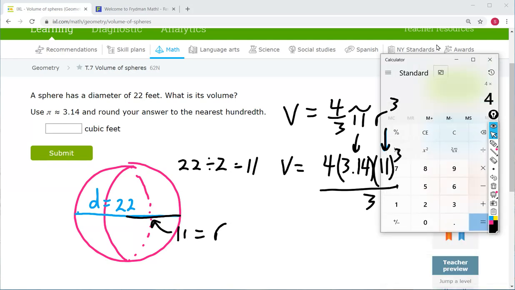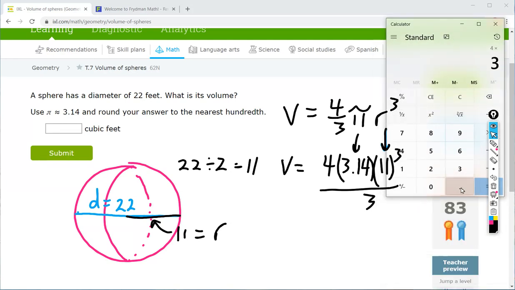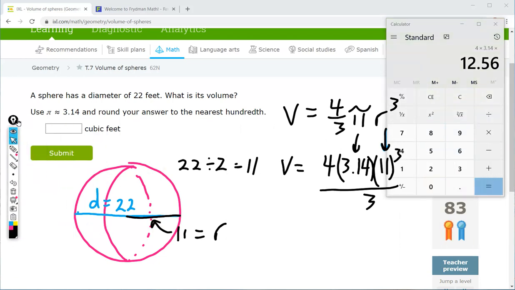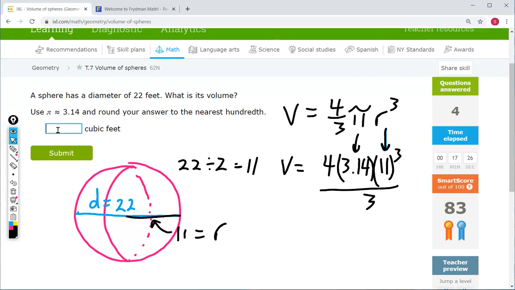4 times 3.14 times, everything's getting all messy, times 11 times another 11 times another 11, because that's being raised to the third power, equals, and then divided by 3. Okay, 5,572.45. This 3 means that this 5 should stay the same. So 5,572.45.